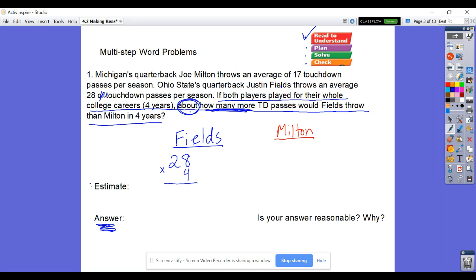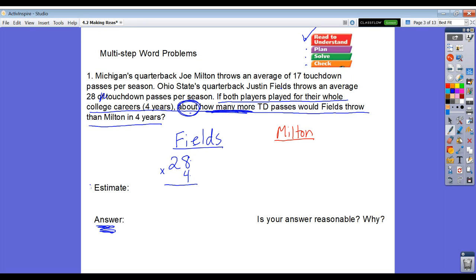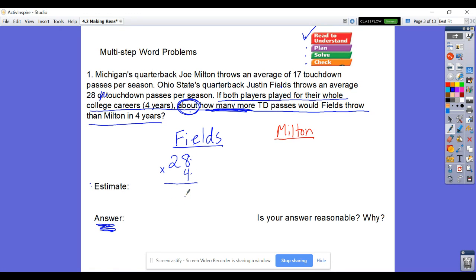But let me just talk you through it quickly. Don't worry if this part seems a little confusing, because we will go over this multi-digit multiplication a lot more this unit. So I'm going to say 8 times 4 is 32, put down my 2, regroup my 3, 2 times 4 is 8, plus 3 more is 11, so that's 112 passes for Fields, or I'll write touchdowns, TDs.